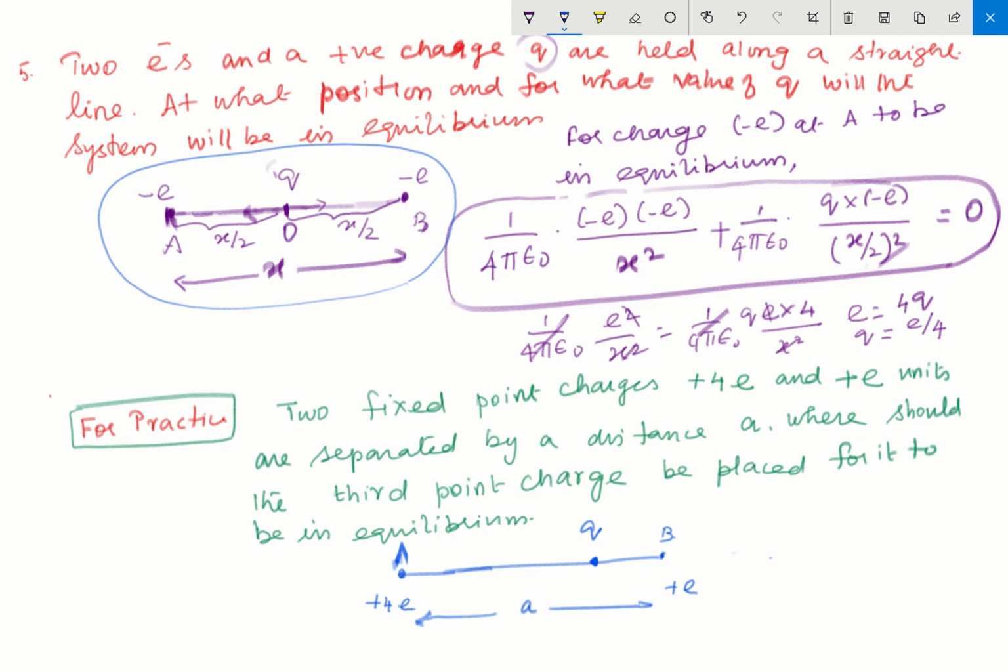It should not be to the right of B. It should not be kept to the left of A. Why? That time it won't be in equilibrium. It will experience some force. I don't want Q to experience any force. Therefore, I have to keep it at this point. Let this point be O. That's it. Rest of the things, it is very simple that you can solve. And what is the answer for that, you give me?